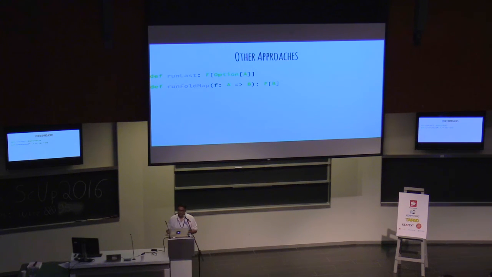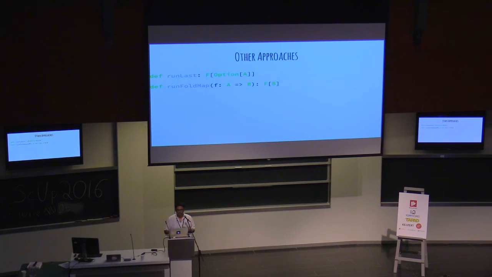There are other combinators like runLast and runFoldMap that we can use in some cases as well. runLast will only preserve the last emitted value, and runFoldMap basically transforms the type A to type B and adds them up together. So basically it maps the output to B and adds them up, and the B here has to be a monoid so that you can add them up together. So these are the few combinators that you can use to run your process.